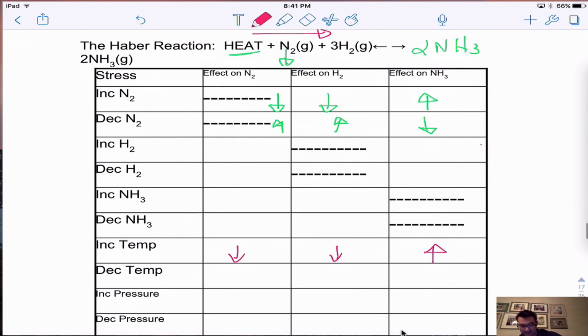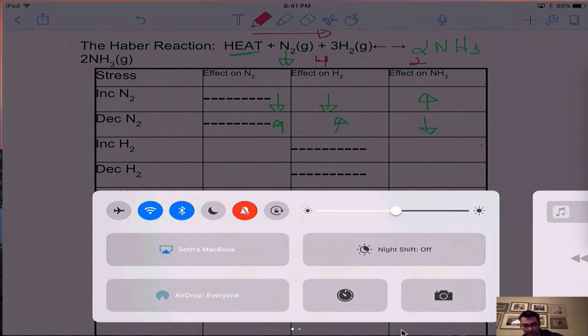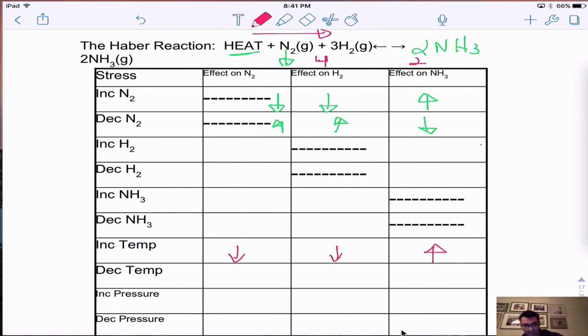Let's do a decrease in pressure. With a decrease in pressure, remember, we favor the side with more moles of gas. If we count on the left, we have 4 moles of gas, and on the right, we have 2 moles. So if we decrease pressure, we'll favor the side with more moles, which would be the left, and we would use up the products.